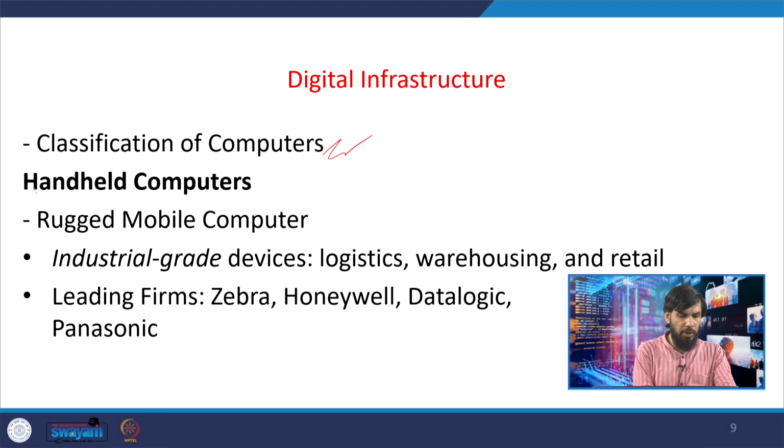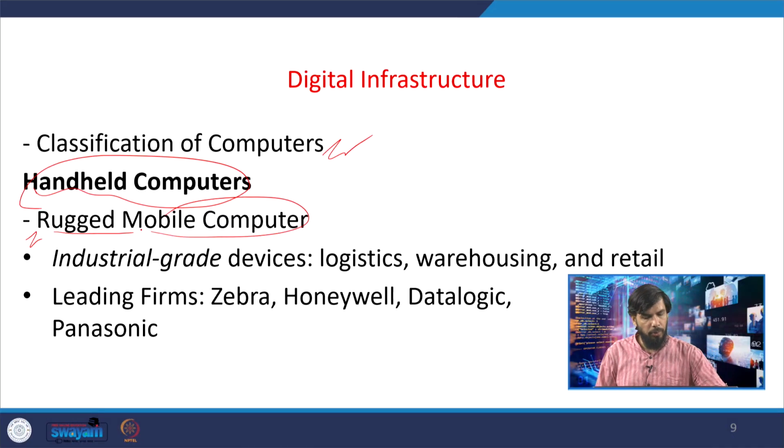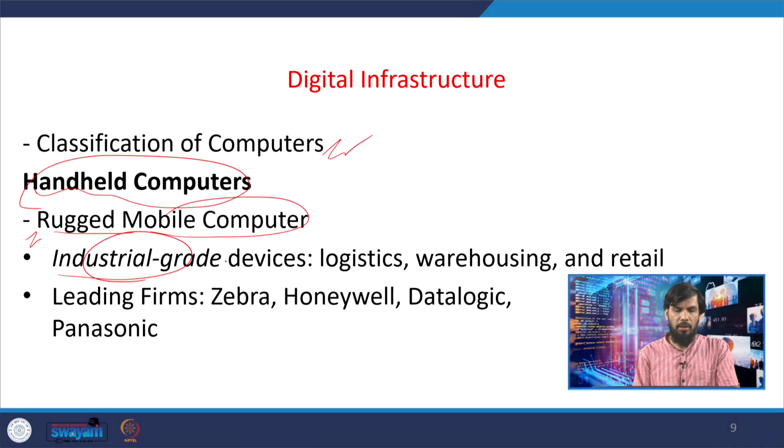So first we'll talk about the handheld computers, right. Within handheld computers there are various categories of products in the market. So one is the rugged mobile computer. Rugged mobile computers are slightly industrial grade, right, because in industry the durability of the device is also important. It should be water resistant and dust resistant, and the longevity of the device should be on the higher side. So industrial grade devices are there.